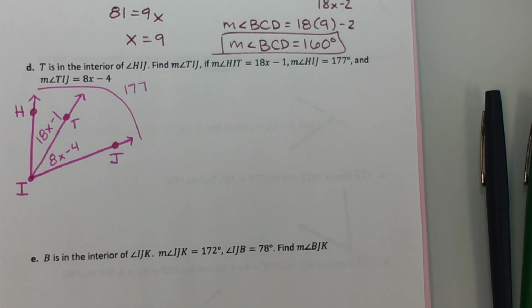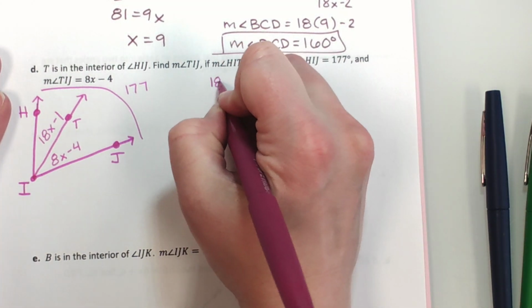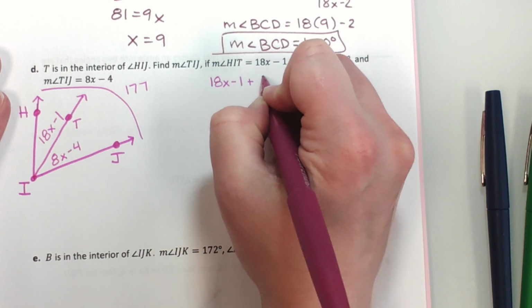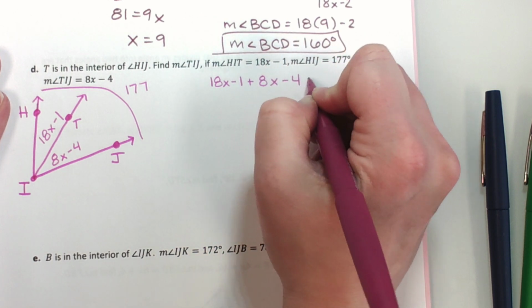When you are solving, it's the little one plus the other little one to make the big one. I don't care which one is a plain number. I don't care which ones have x's involved. It's always little plus little makes big. Which two are the little ones? 18x minus 1 and the 8x minus 4.